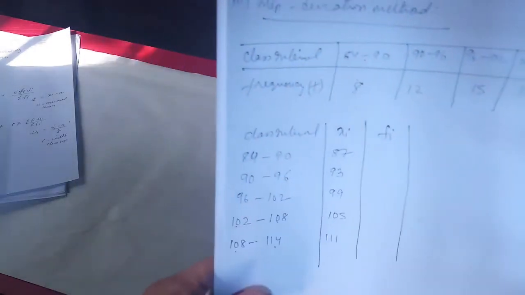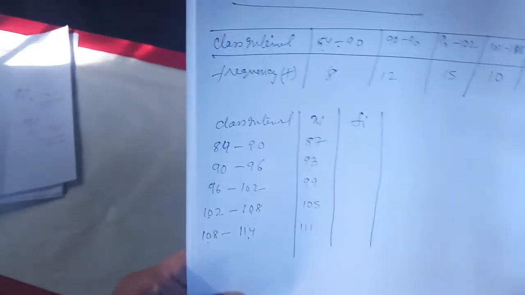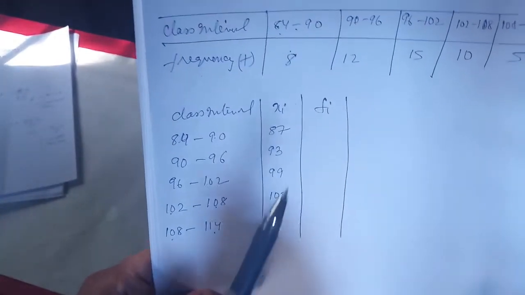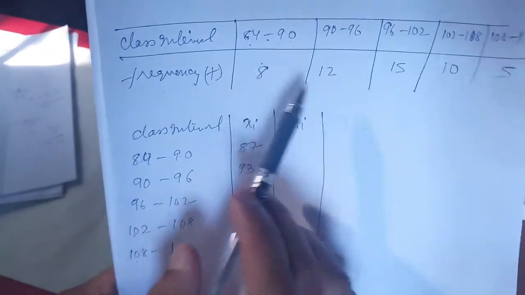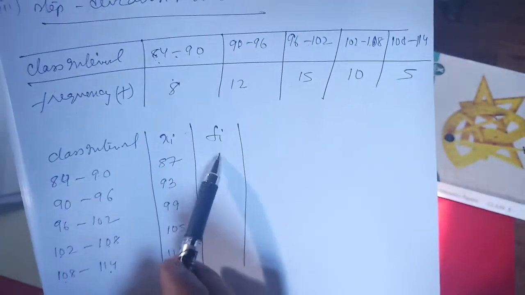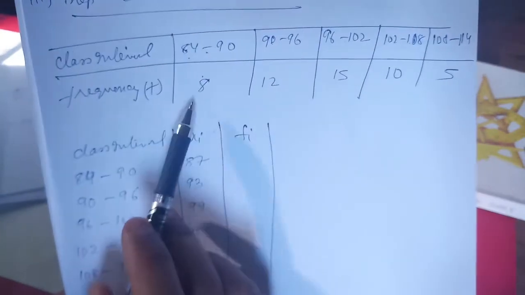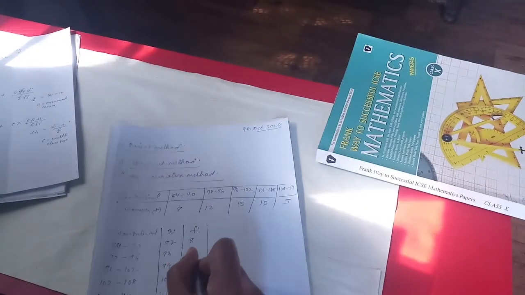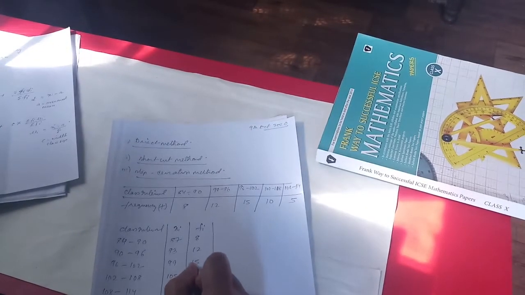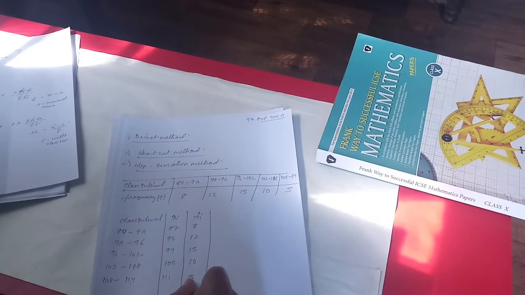Okay, so this is the first step whenever you have a class interval: you have to find the class mark, which is written as xi. Then the frequency is already given here, so you just have to write down the value of the frequency corresponding to the class interval. It is given like this: 8, 12, 15, 10 and 5.